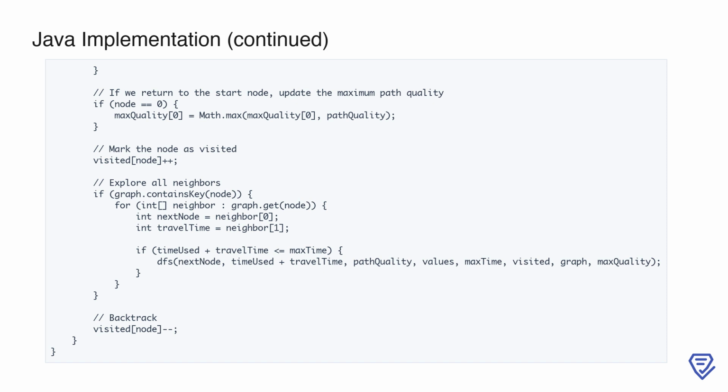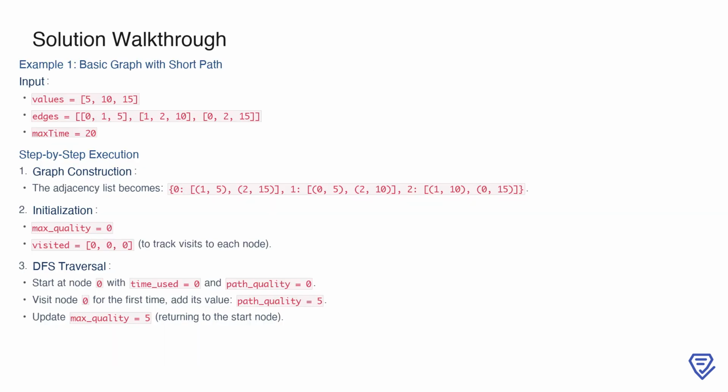In this example, we're given a graph with 3 nodes and edges connecting them with specific travel times. The goal is to find the maximum path quality we can achieve within a time limit of 20. First, we represent the graph using an adjacency list. Each node is a key, and its value is a list of tuples, where each tuple represents a neighboring node and the travel time to it.